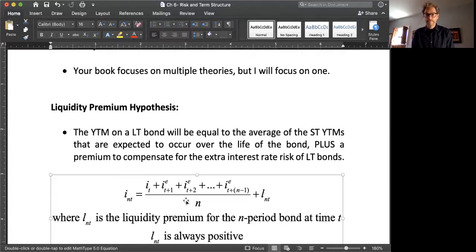And the reason is because they get a premium for it. And that's what little l is here. Little l is the liquidity premium. And notice that it gets bigger, or it should get bigger, based on how many years the bond is.